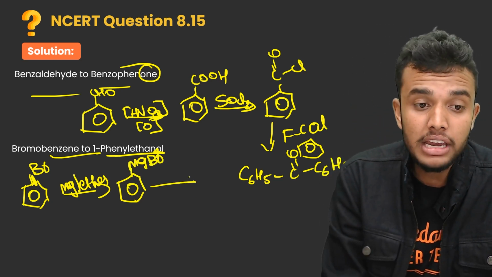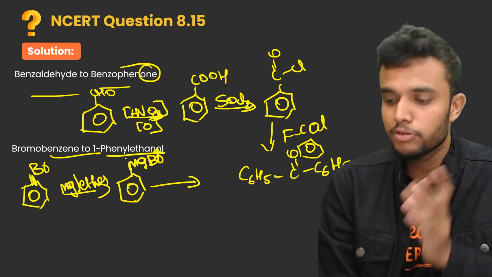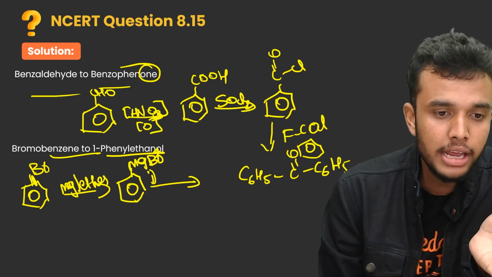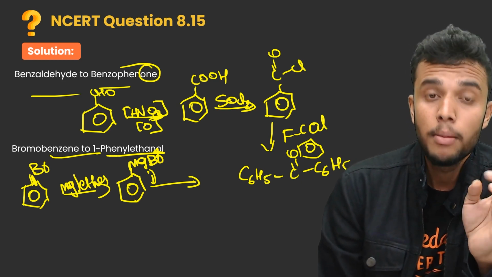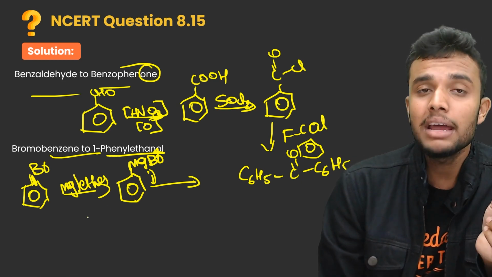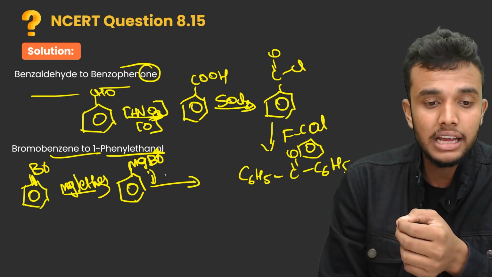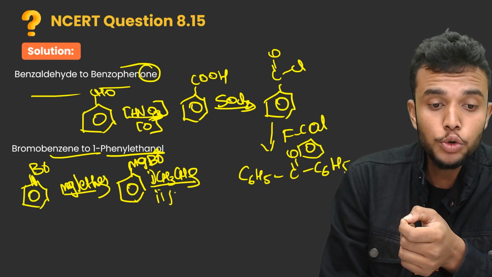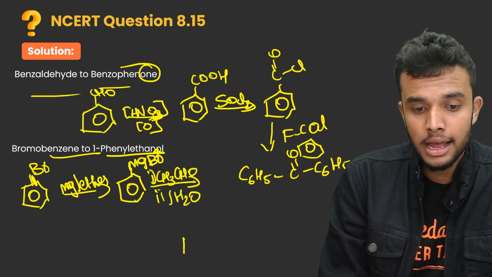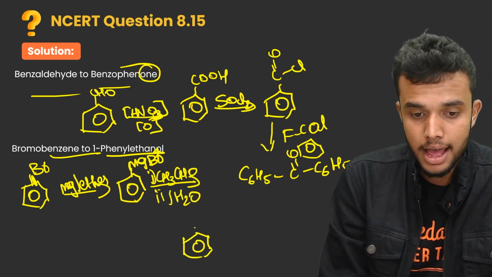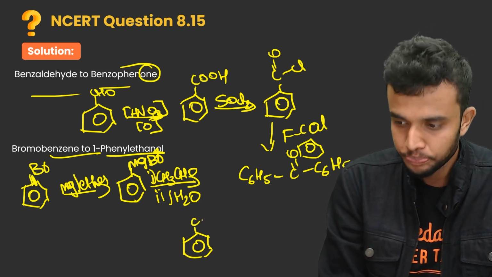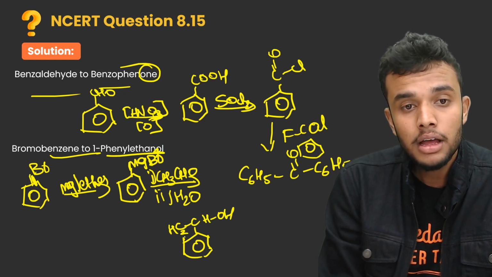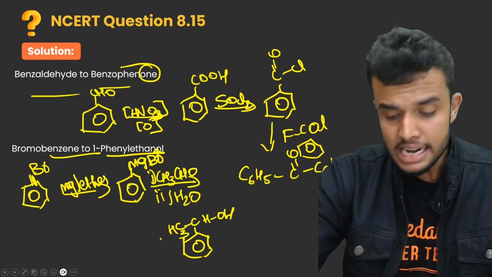And next step, we need 1-phenylethanol. That's why the next step is: this group, phenyl MgBr group, undergoes reaction in the presence of CH3CHO, acetaldehyde, and H2O molecule to yield 1-phenylethanol. 1-phenylethanol: CHOHCH3. Understood, students? Understood? Any doubt? Let's move on to the next one.